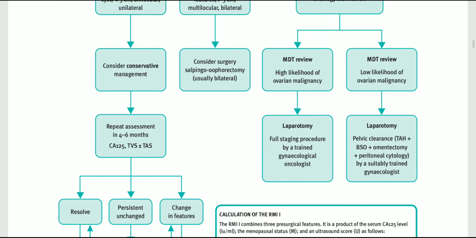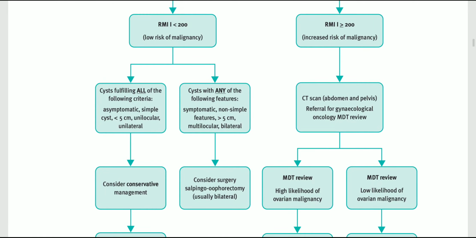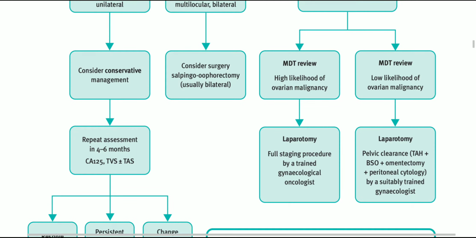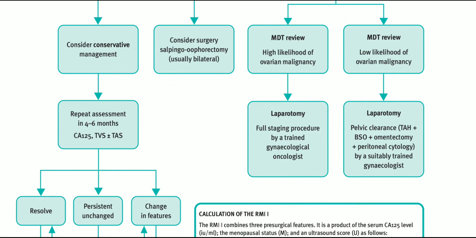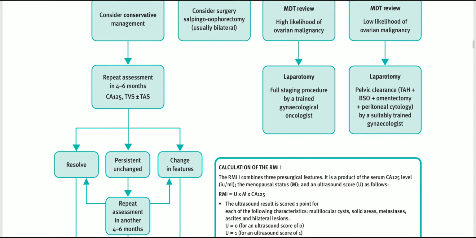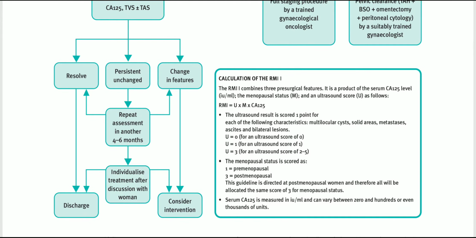If the multidisciplinary team determines that although the RMI is more than 200, there is low risk of ovarian malignancy, then there is no need to do laparotomy for full staging procedure. But as this is a postmenopausal woman, we have to do pelvic clearance: TH plus BSO plus omentectomy, plus peritoneal cytology, by a trained gynecologist. Now in the same table the RMI calculation is written.